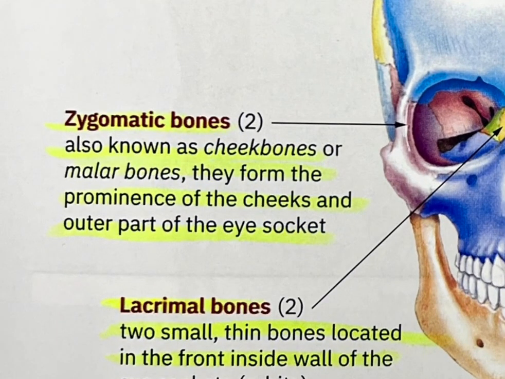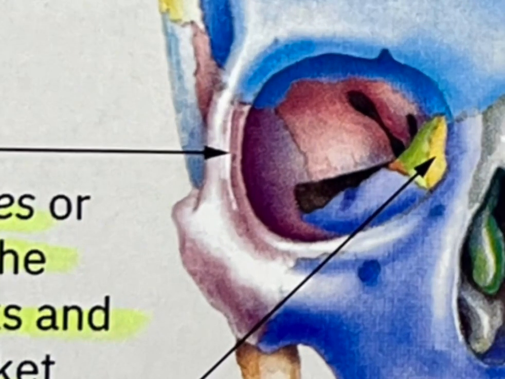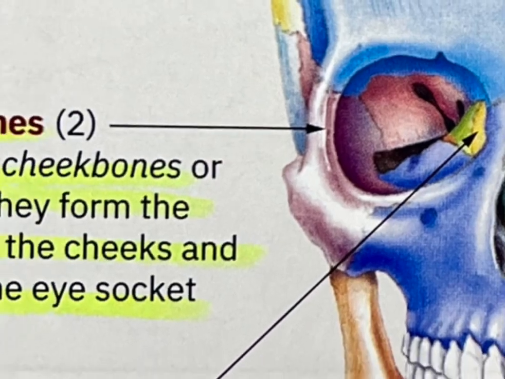Zygomatic bones, also known as cheekbones or malar bones. They form the prominence of the cheeks and the outer part of the eye socket.